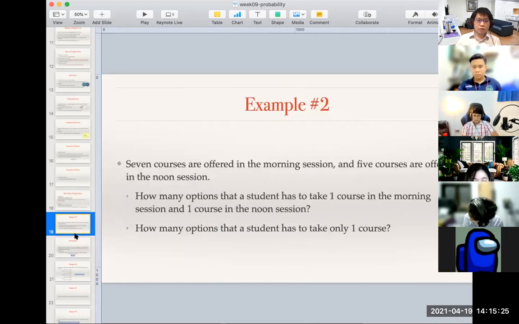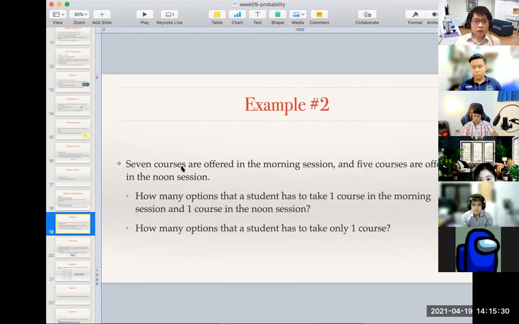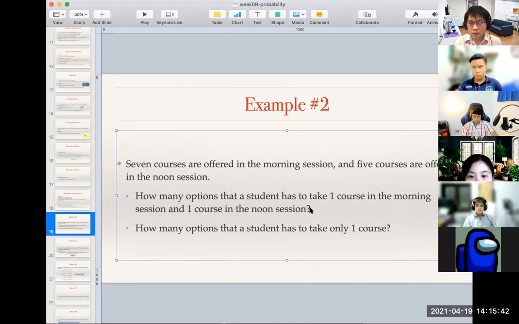Right. So here's the next example. 7 courses are offered in the morning sessions and 5 courses are offered in the noon sessions. Question A: how many options does a student have to take one course in the morning and one course in the noon sessions? And question B: how many options if the student has to take only one course?